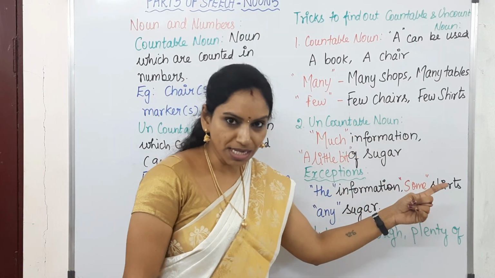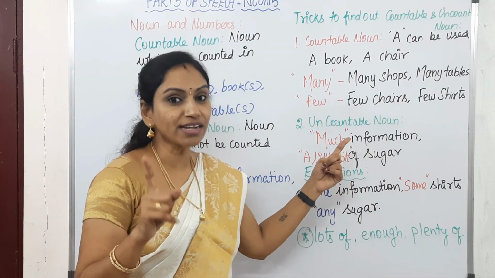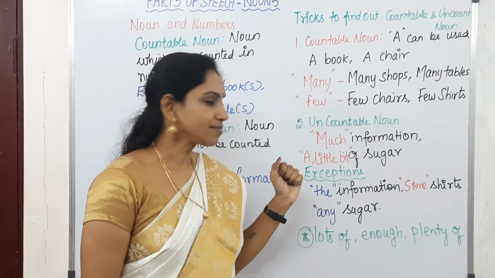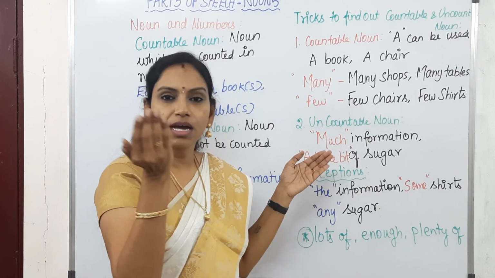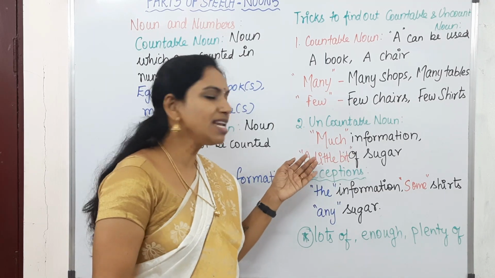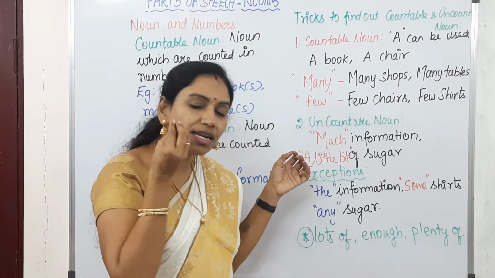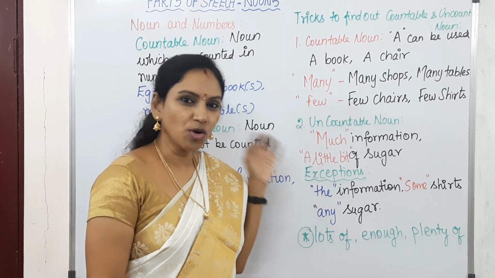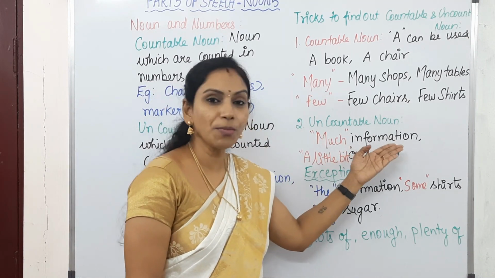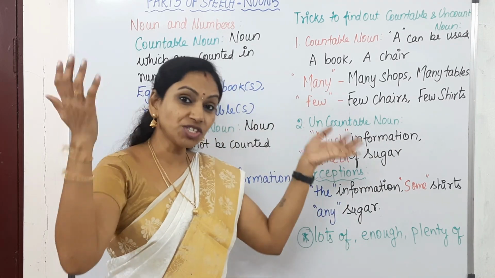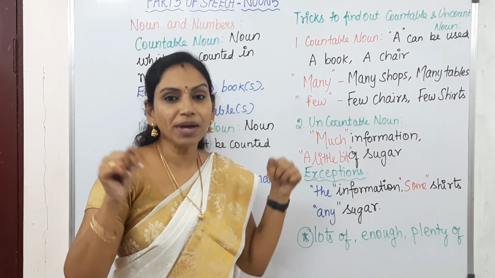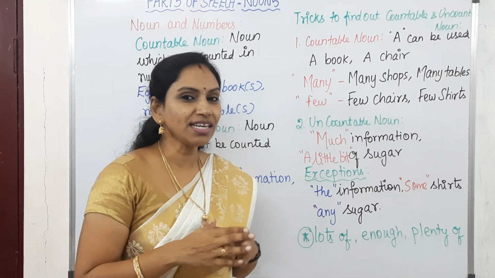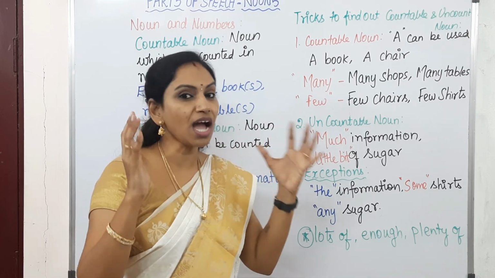In case of uncountable noun, like I said, information is an uncountable noun, no? So before that, you will use much information. And if it is a very less quantity of sugar, you will write a little bit of sugar. If you have a little bit, you will close your eyes and write it as uncountable noun. Information, you can't count it. So much information I am going to give you today in my class, much details. In such a case, much information is considered to be an uncountable noun.